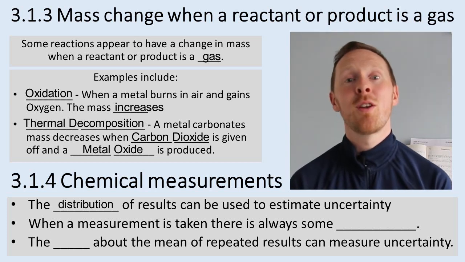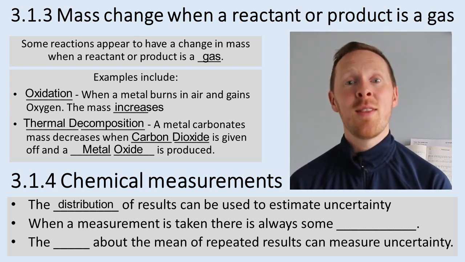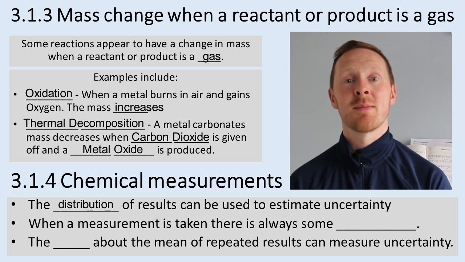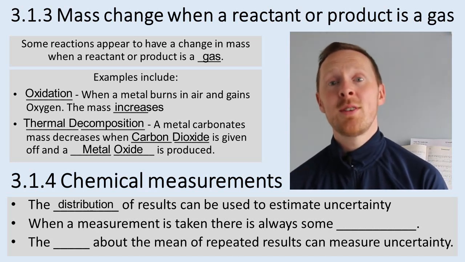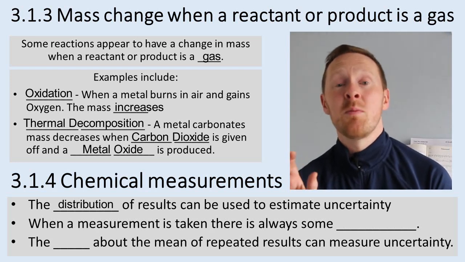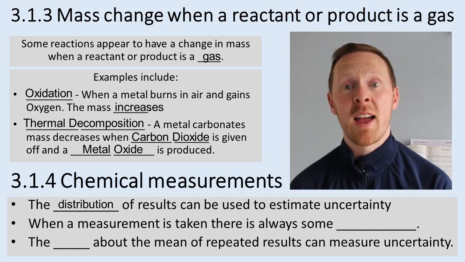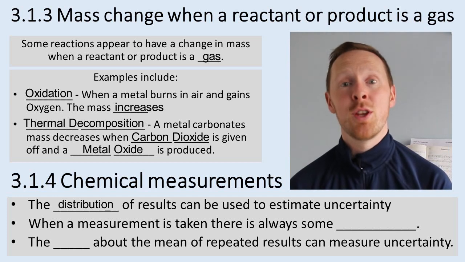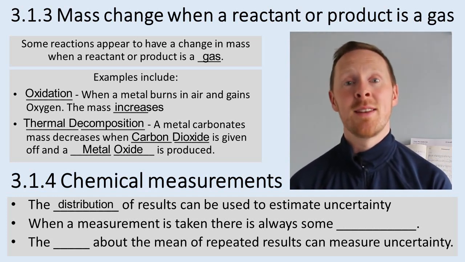So anytime you put something on a balance, you're getting the result, say, to two decimal places. Well, what about if there's a third decimal place? Your uncertainty is whether that is within 0.005 of the measurement that you're taking, because it's been rounded up or possibly rounded down.